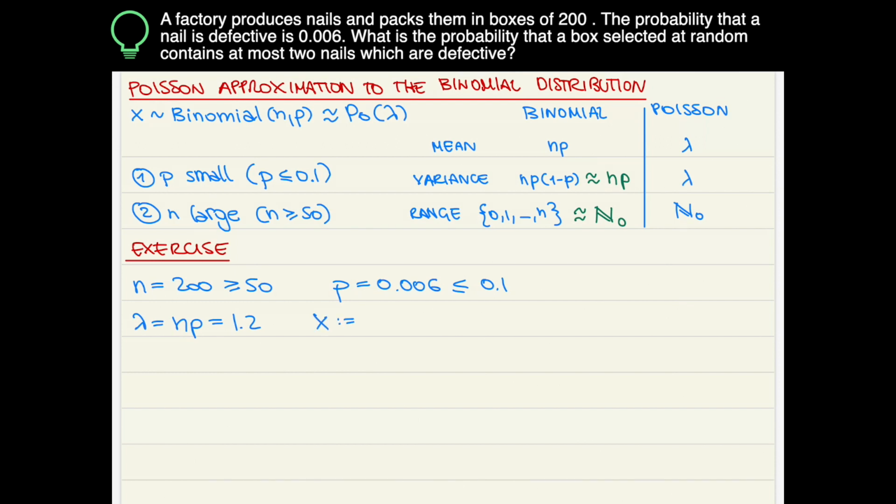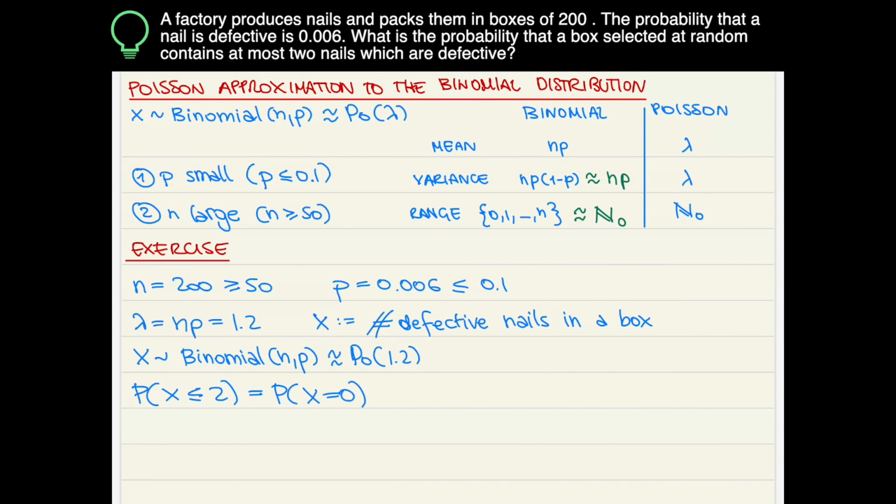Indeed, if we define the random variable X as the number of defective nails in a box, then X is the sum of identically distributed and independent Bernoulli random variables. Each nail is defective with probability 0.006. Therefore, X is a binomial distribution with parameters n and p, and it can be approximated by a Poisson with parameter 1.2.